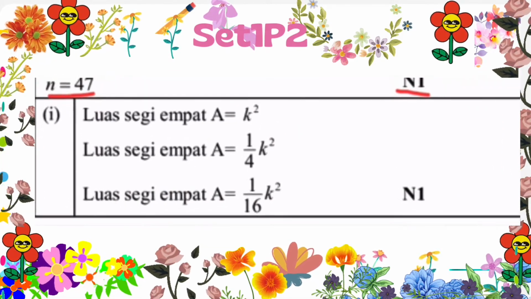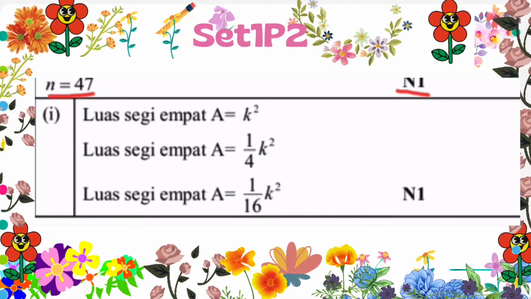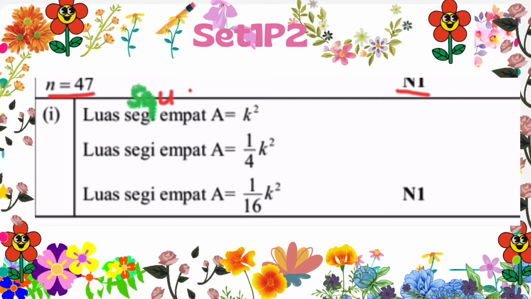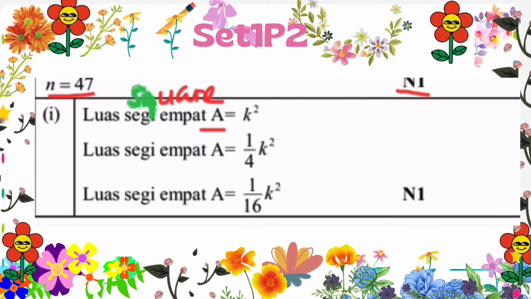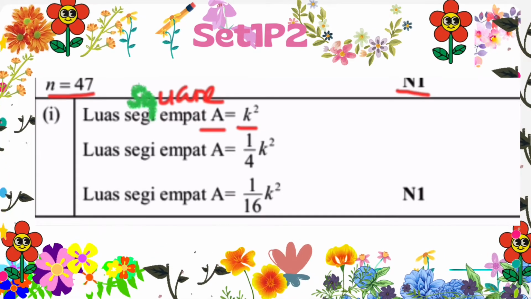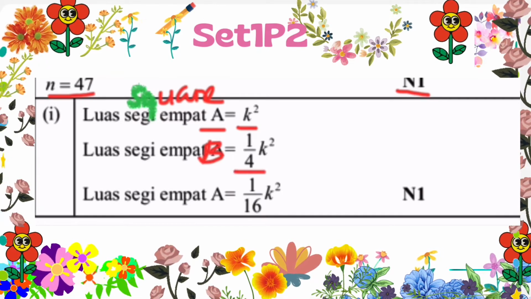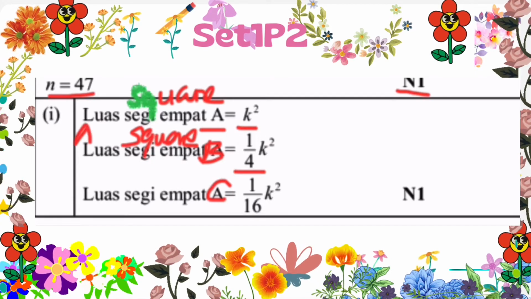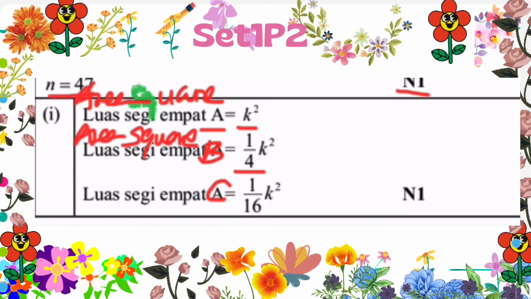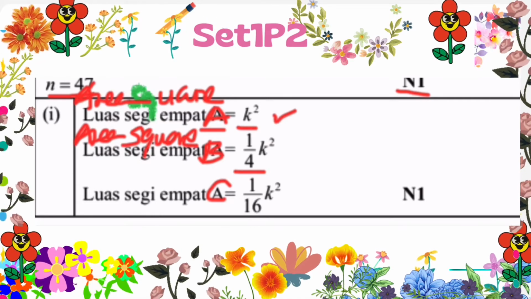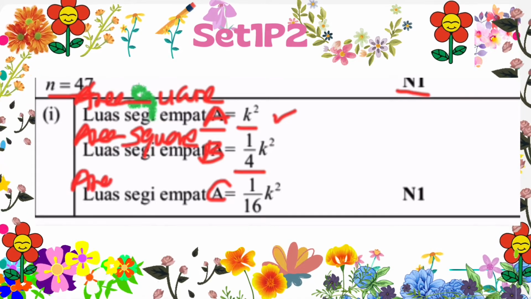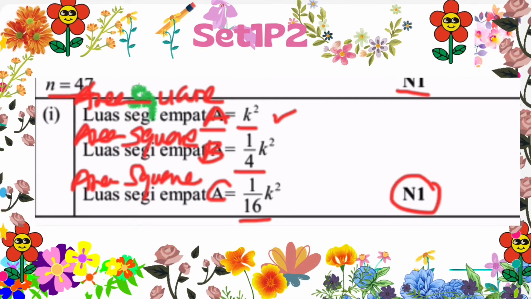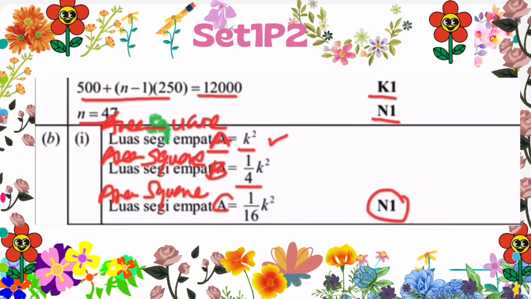And then for part 1, this is the area for the square. Okay, so if you write the area of the square, for A is k square, and for B is 1 over 4 k square, and for C is 1 over 16 k square, that will be 1 mark.